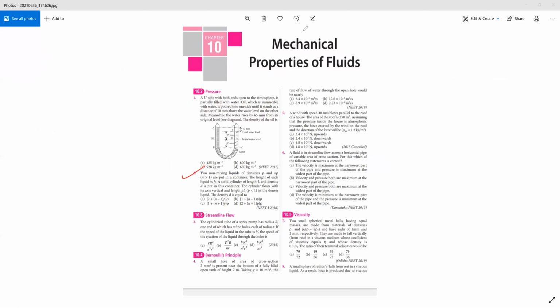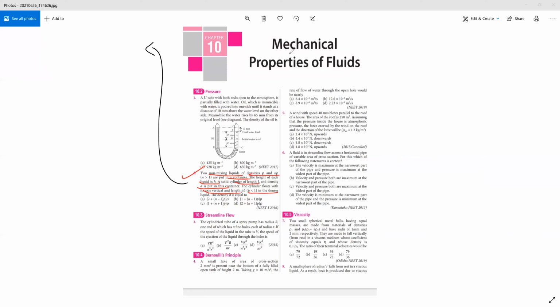Second one: two non-mixing liquids of density rho and n into rho, where n is greater than 1, are put in a container. Height of each liquid is h. A solid cylinder of length L and density D is put in this container. The cylinder floats vertically with length P into L, where P is less than 1, in the denser liquid. The density D is equal to. So four options they have given. So among the four options, we have to choose the right option.